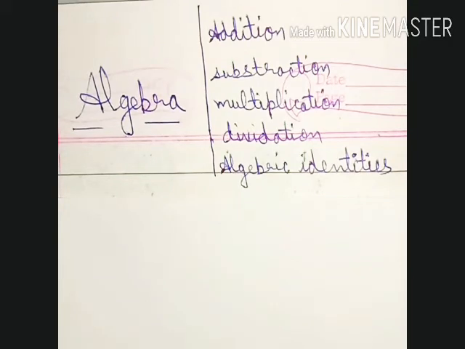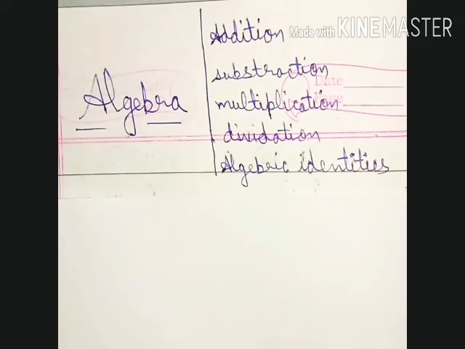Hello dear, today we are starting our algebra. It is usually seen that from hearing the name of algebra, students get scared and run away from this chapter. But we will discuss from the basics what algebra is.